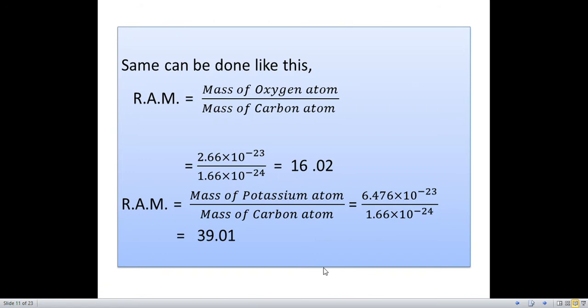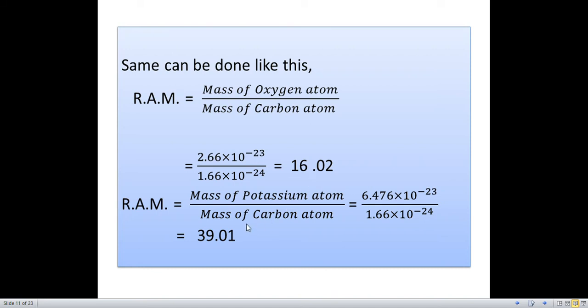The same can be done like this. In the previous examples, to find the relative atomic mass of the oxygen atom, you have to divide by the mass of the carbon atom. It's easy, I think. Mass of oxygen atom is 2.66 × 10^-23. The mass of a carbon atom is 1.66 × 10^-24 here. Keep this in mind. If you simplify, this number becomes 166, and the 10 goes up. So 2660, you have to divide by 166. Then you will get 16.02.